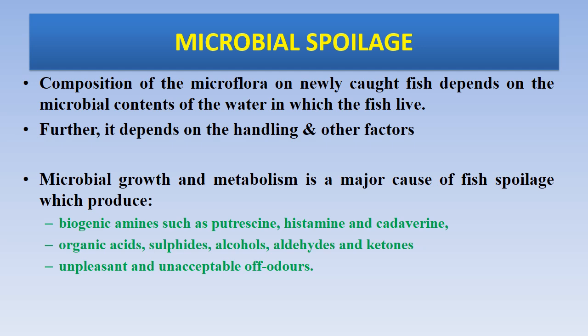Now, microbial growth and metabolism is a major cause of fish spoilage. Once the fish is dead, all kinds of microbes will grow and produce different kinds of chemicals, and that leads to off odor and spoilage. Firstly, there can be biogenic amines such as putrescine, histamine and cadaverine. Then there can be organic acids, sulfides, alcohols, aldehydes and ketones, and all together they produce unpleasant and unacceptable off odors. Then we call it spoilage. All these details we are going to see step by step later.